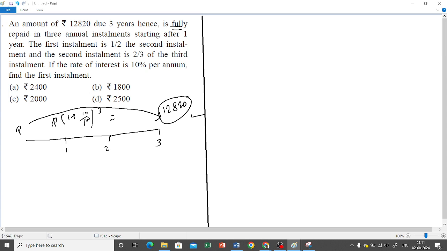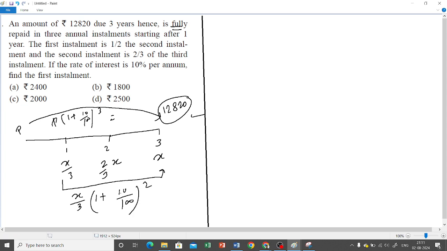Now it is given, now see the installments are not same. The first installment is half of the second installment and the second installment is 2 by 3 of the third installment. So the third installment is x, the second installment is 2 by 3 of x, and the first installment is half of the second, that means x by 3. Okay, now see, when this x by 3 is transformed over here, this is the value of x by 3.